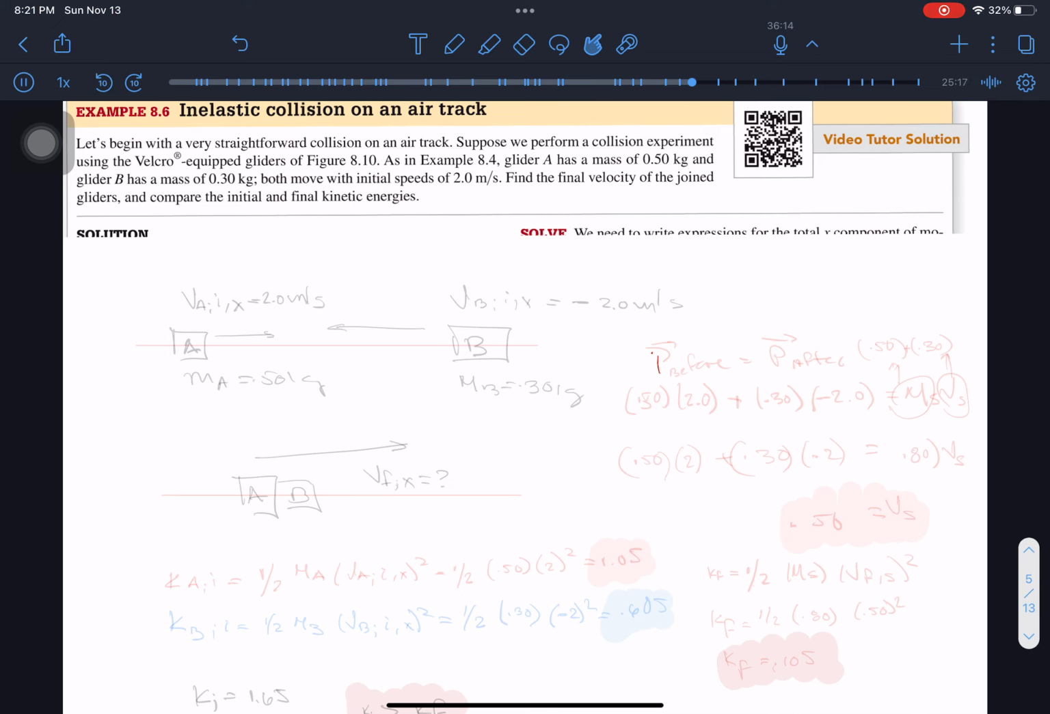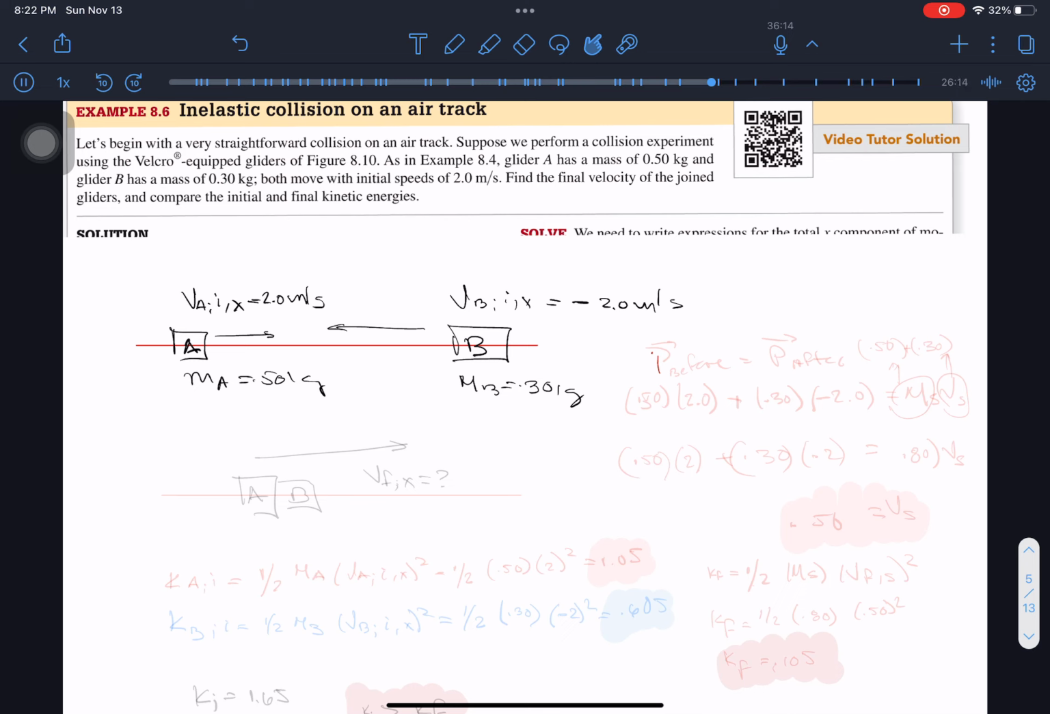So we have two gliders. Glider A has an initial velocity on the x component of 2.0. Let's say it moves to the right, and its mass is 0.50 kilograms. We have glider B, which has a mass of 0.30, and its initial velocity on the x component is minus 2.0 meters per second because it's moving to the left, right?